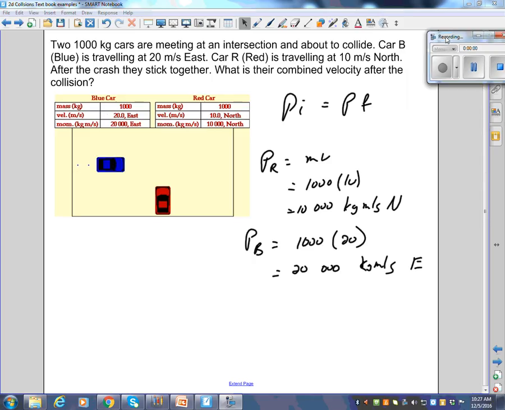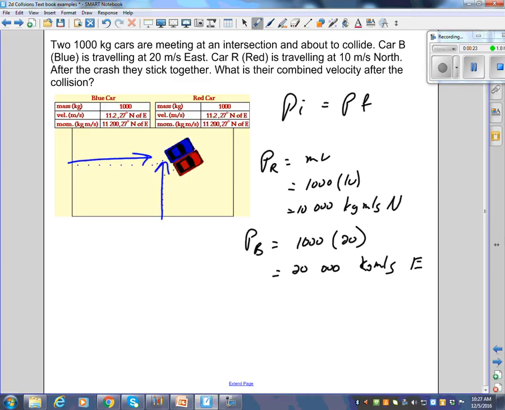Okay, so this is again an example of a 2D inelastic collision. We have the blue car traveling east at 20 and the red car traveling north at 10. Actually, this one's relatively simple because the total momentum before is equal to the total momentum after, as always. All you've got is these two vector momentums that have to equal this vector momentum. So how do you find this vector momentum? You simply add those two together.